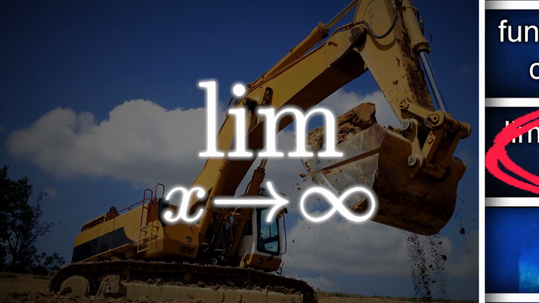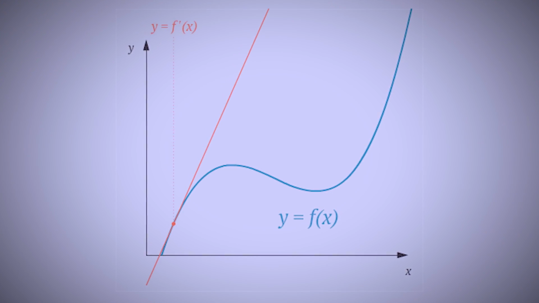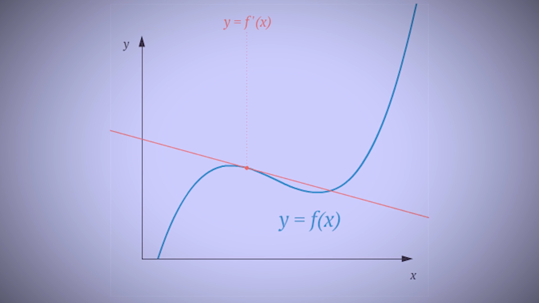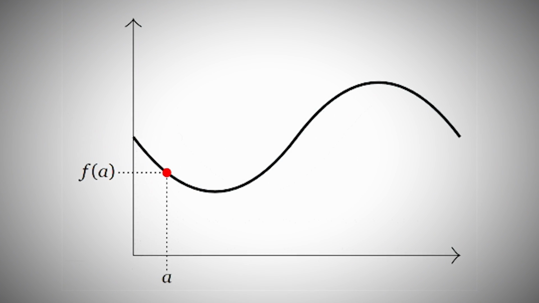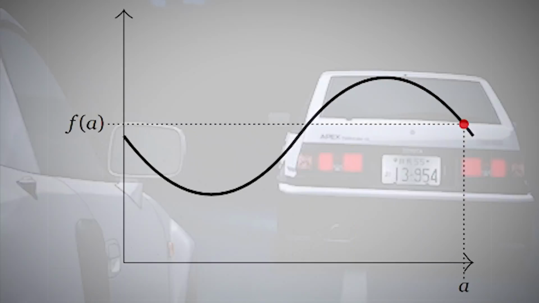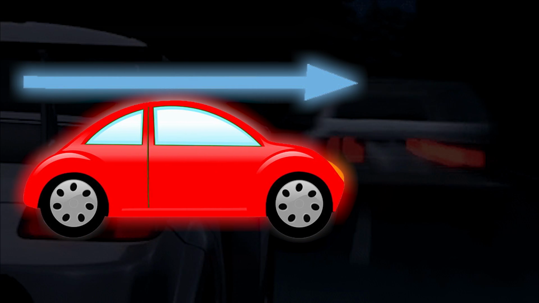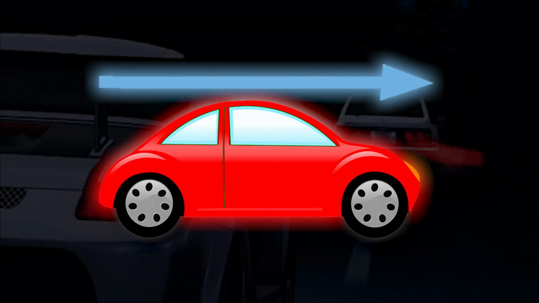Let's start with limits and continuity, which lay the groundwork for calculus. Limits describe the behavior of a function as it approaches a certain value, while continuity ensures that there are no sudden jumps or breaks in the function's graph. For instance, imagine tracking the speed of a car as it accelerates, where the limit represents the car's velocity as it approaches a specific moment.